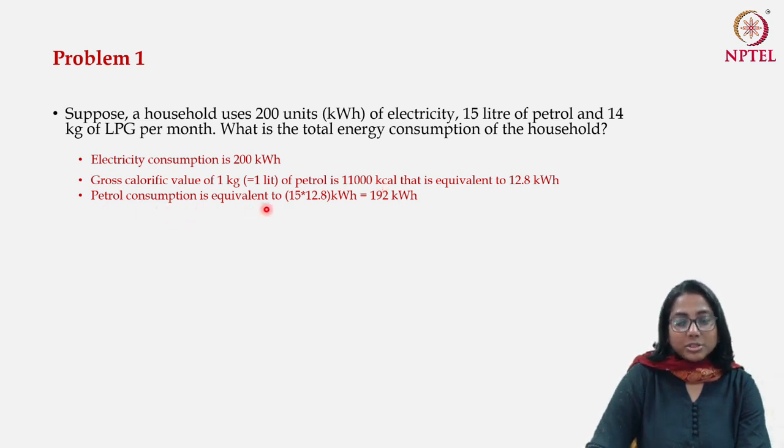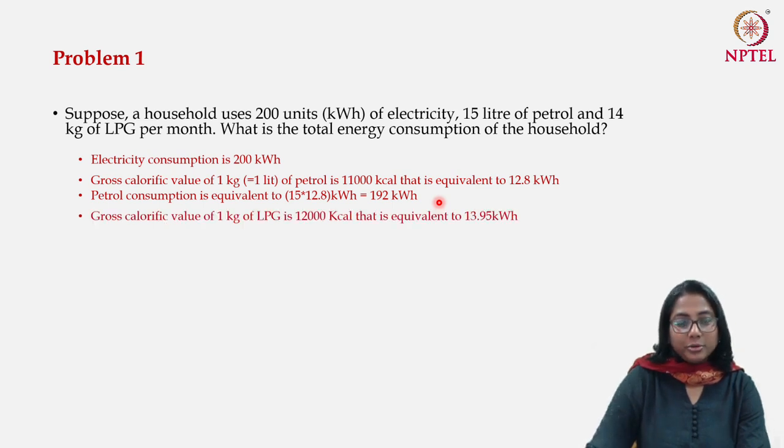So the petrol consumption, which is equal to 15 liter, is actually equivalent to 15 multiplied by 12.8 kilowatt hour, that is 192 kilowatt hour. So what we have done, we have converted 1 liter of petrol to 192 kilowatt hour equivalent of energy.